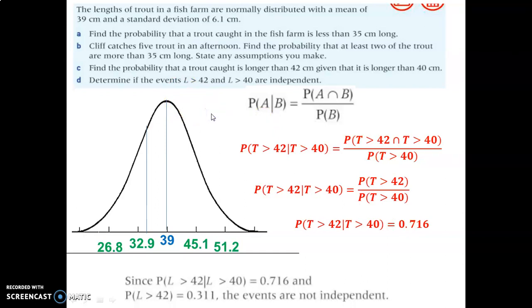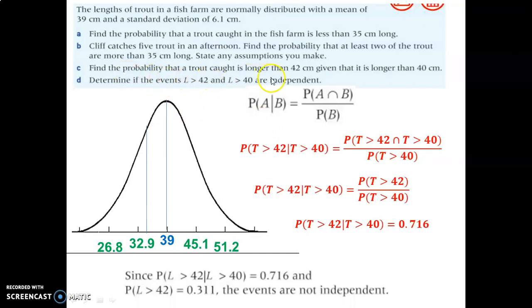Let's look at the last question, D. Determine if the events are independent. Well, you know that those two are not independent, because when we just found this conditional probability, it did not match the probability of greater than 42. So if 42 dependent on 40 happening is a different probability, they are not independent. That is the definition of independence, right? The probability would not change if there was this kind of relationship.